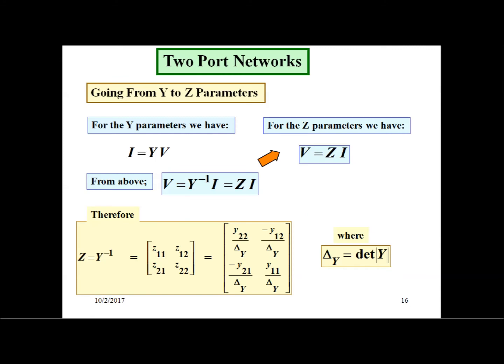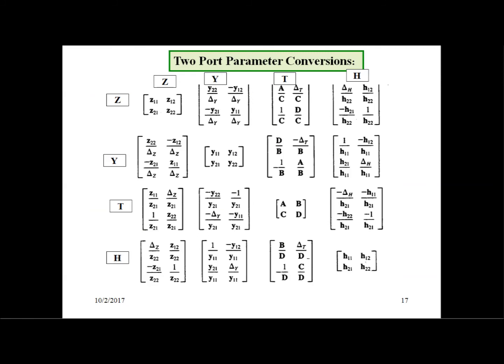Now this is interconversion of parameters, where we can convert one parameter to another. We can express one parameter in terms of other parameters. This is the table which shows Z expressed in terms of the others, Y in terms of the others, ABCD in terms of the others, and H in terms of the others.